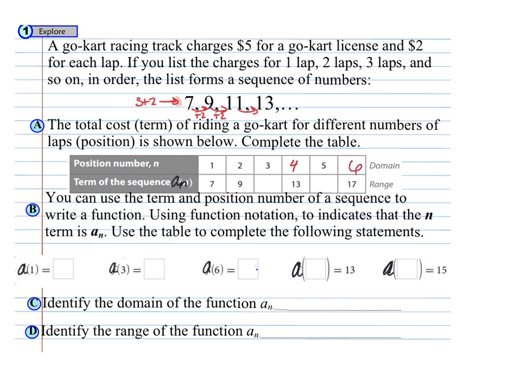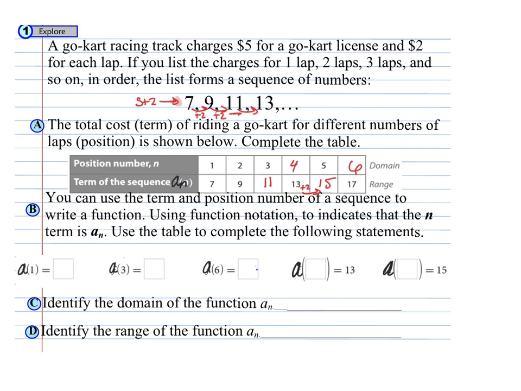We know that for 3 laps, the answer is 11. And then we have 13. To get to the next one, all you have to do is add 2 to 13 and you get 15. That means $15 for 5 laps plus the $5 license charge for the go-kart.